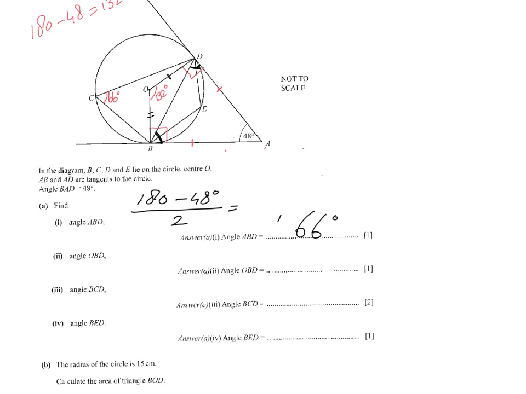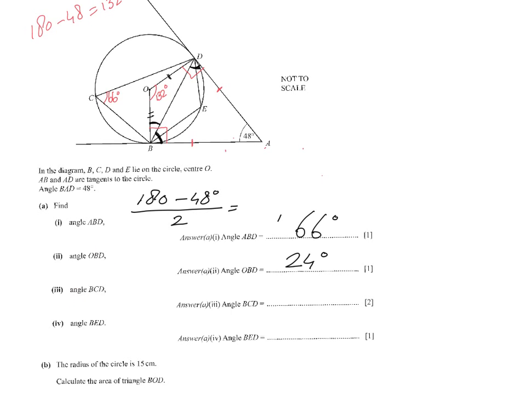Angle OBD. So OBD. So this angle over here. Now there are several ways to approach this angle. You could say, well, the isosceles triangle, so 180 minus 132 divided by 2, because those two angles are the same. Or you can say, well, this is a 90-degree angle. If this one is 66, that means that that one is 90 minus 66, so 24. So 24 degrees. I'm just going to put it there. For 1 point, I don't have to write down any workings. It's either right or wrong.